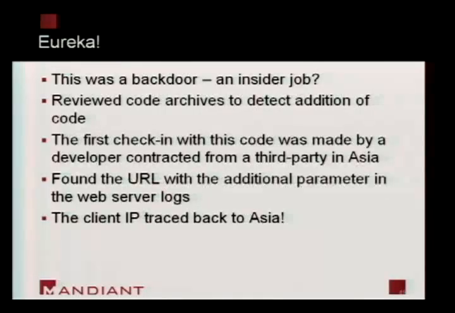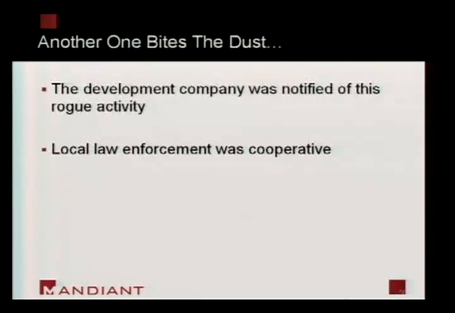We'll discuss that offline. But the fact of the matter was, again, we thought about the proxy case, but what happened here was, given the country this person was coming from, he probably did not care if his IP address was shown in the web server logs. He knew there was no way to get a hold of him or her. He was proved to be wrong because the development company was notified of this rogue activity. The local law enforcement was roped in, and believe you me, they were actually cooperative in this case. They actually did get a hold of the person.